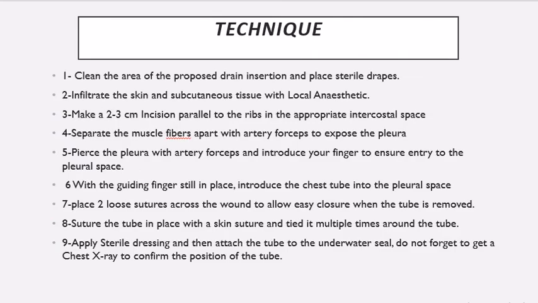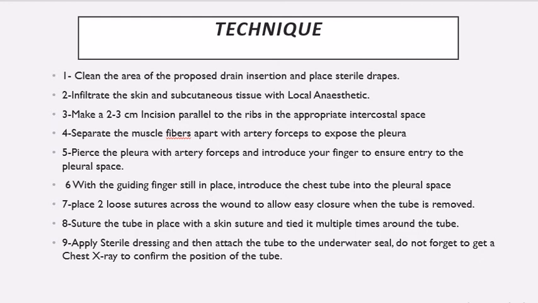Regarding the technique, first we clean the area of the proposed tube or drain insertion and place sterile drapes. We then infiltrate the skin and subcutaneous tissue with local anesthetic. Make a 2 to 3 cm incision parallel to the ribs in the appropriate intercostal space. Separate the muscle fibers apart with an artery forceps to expose the pleura.